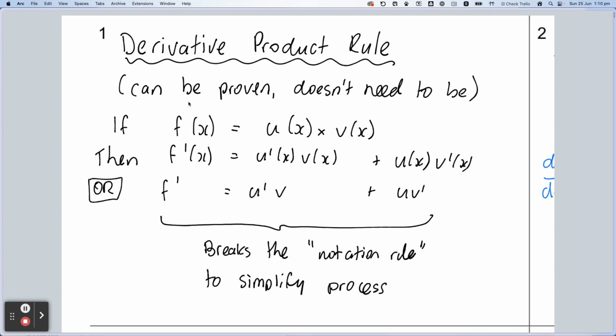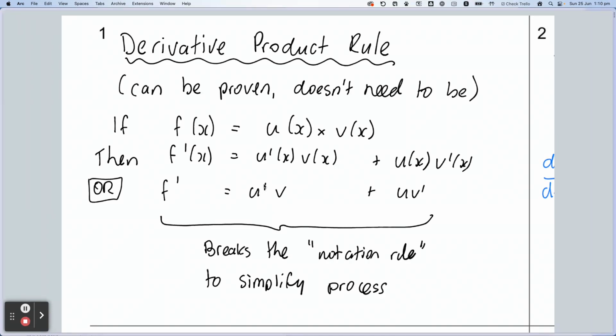If we have a function that can be written as the product of two other functions, and remember, these are like mini functions, so it could be two linear functions like 2x minus 3 and 3x plus 1 or something like that, then the derivative is given by this rule here. And I've broken my own notation rule really, just to simplify what it looks like. So I've got here, if f equals u times v, then f dash equals u dash v plus uv dash.